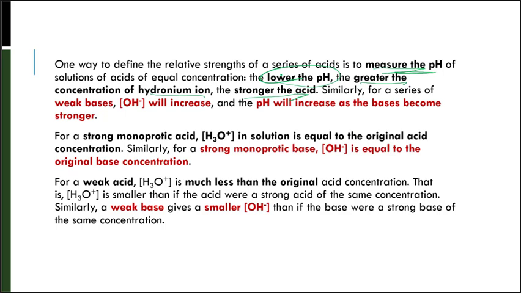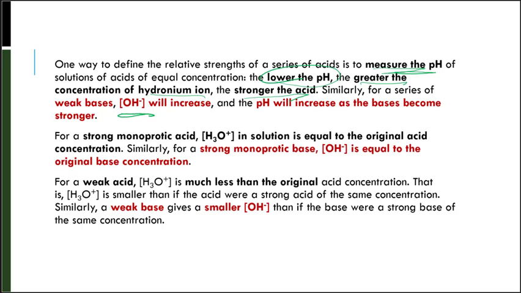So if I have a pH of 1, that is a lot greater concentration of the hydronium ion, and it's a lot stronger acid than an acid that's a 3 or a 4 or a 5. Similarly, for a series of weak bases, the hydroxide ion concentration will increase. The pH will increase as the bases become stronger. So a pH of 14 has a stronger hydroxide concentration than a pH of 8.